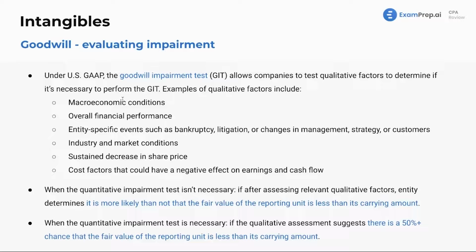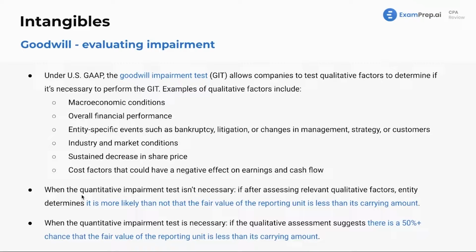Examples of qualitative factors include macroeconomic conditions, right? Like, is the economy really poor and possibly detrimental to your business? Is the company overall not doing as well? Are there specific events for the entity, such as bankruptcies, litigations, or changes in management? Anything in the industry, like is our particular industry declining? Or maybe our stock price is falling? Lastly, any cost factors that could have a negative effect on earnings and cash flow. So before you even do any math, think about these factors. Is it even worth it to do the goodwill impairment test?